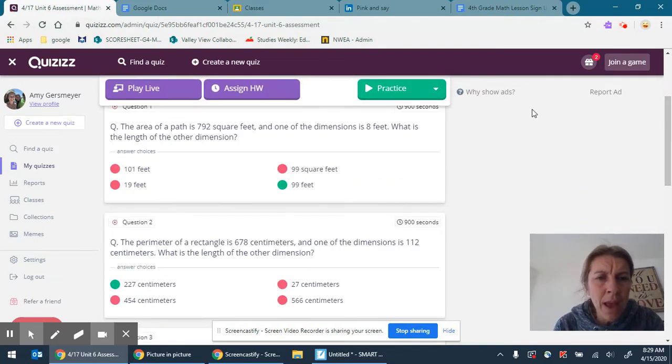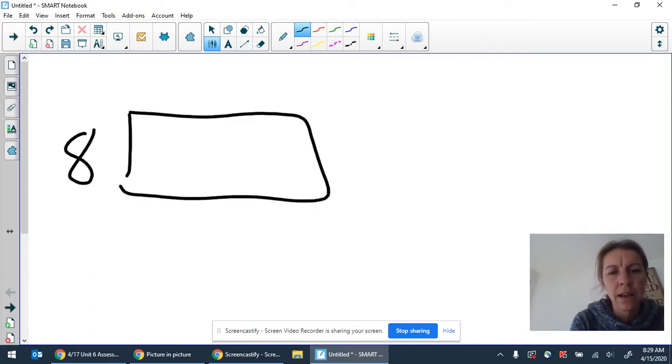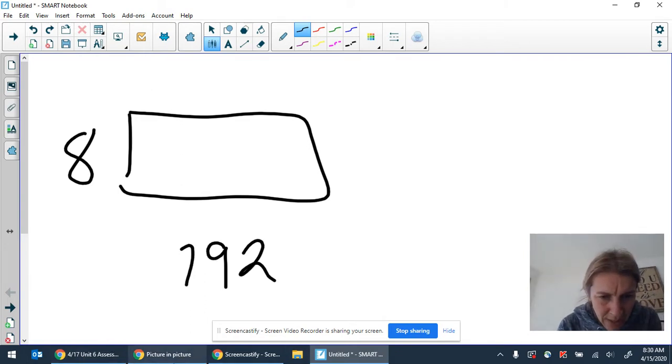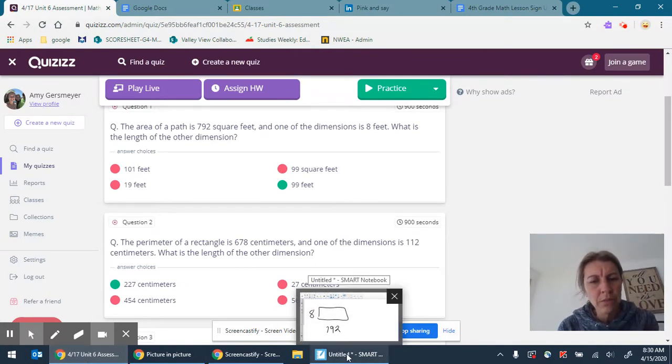It said the area of a path is 792 square feet. So the square feet, that's the area inside. I'm picturing it, one dimension is 8 feet. What is the length of the other? Here's what I would do on my marker board. I just get a drawing here, 8. I need this inside to be 792. Let's make sure Mrs. G got that correct. 792. Okay.